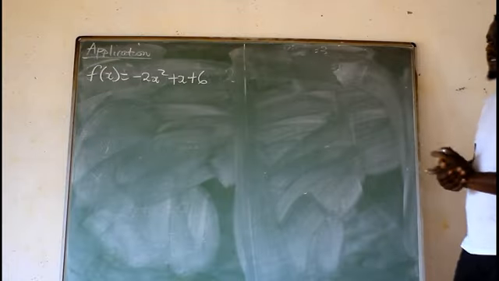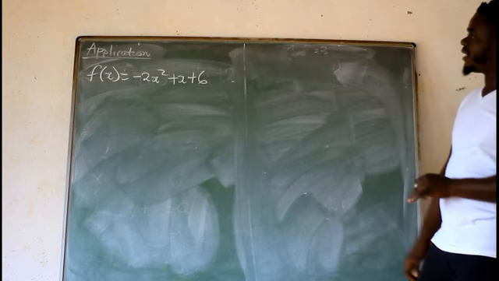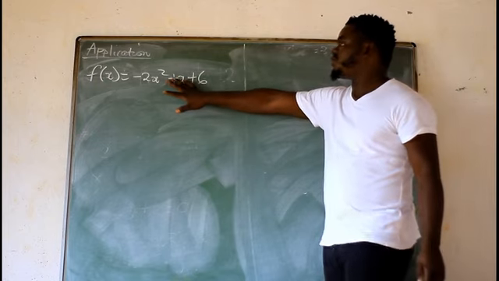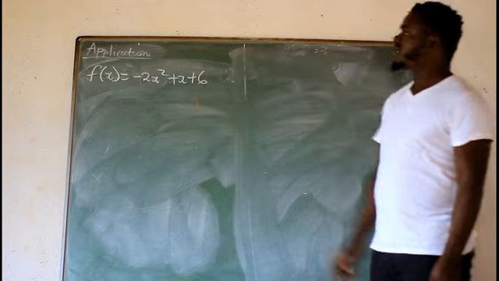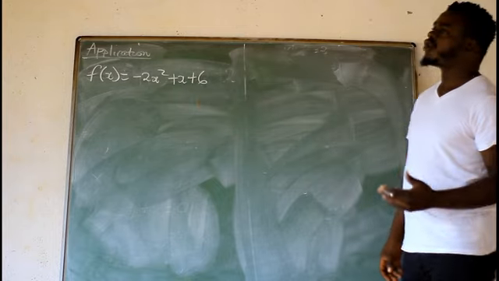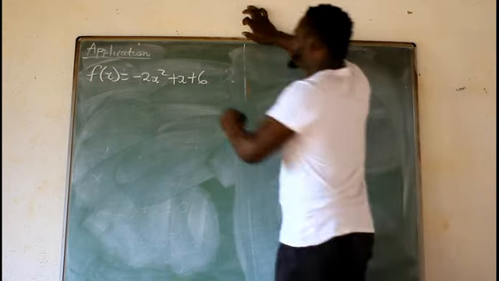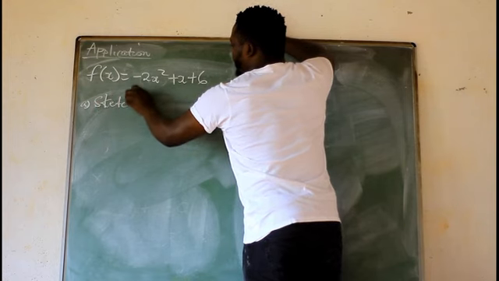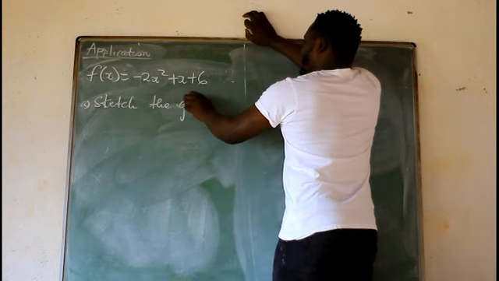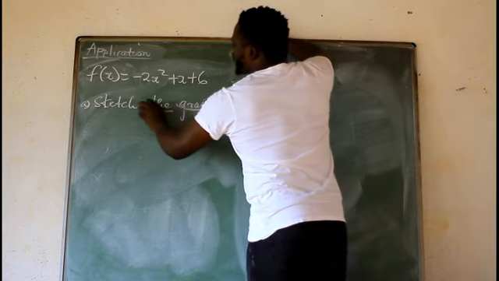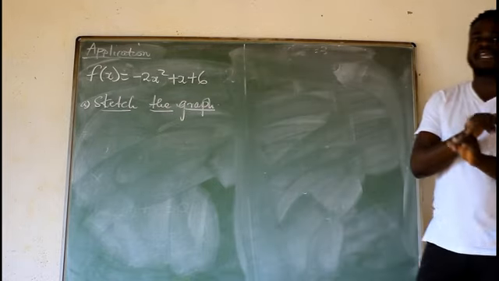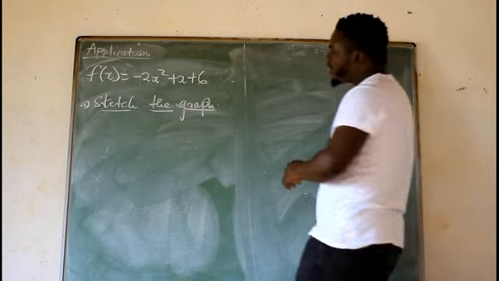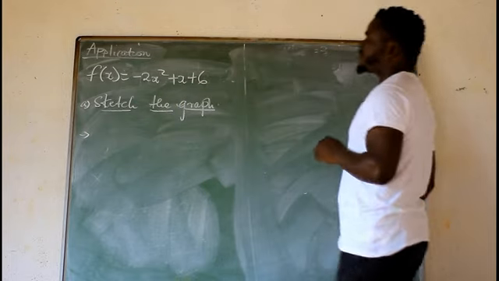Okay, guys, now let us move to the other question or the other application of the graph. Now, let us consider f of x which equals -2x squared plus x plus 6. Now, this graph is called a parabola. And let's say there's a very simple question, it says sketch the graph. You just have to know whenever you sketch the graph, you need to have the x-intercept and the y-intercept. Now, let us find the x-intercept of that function.